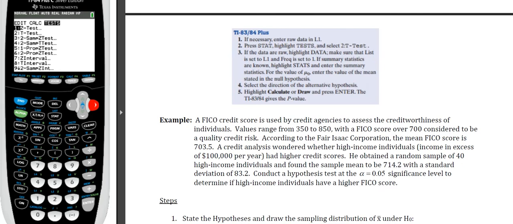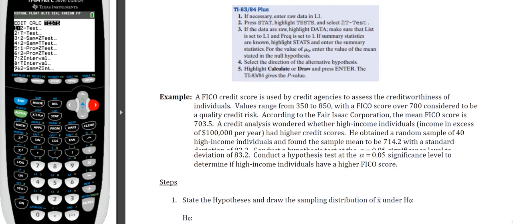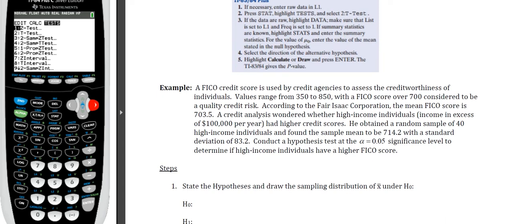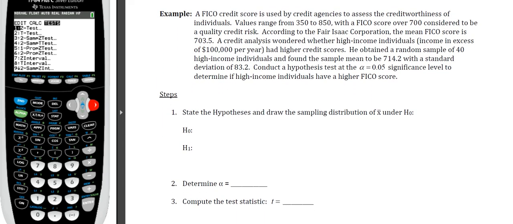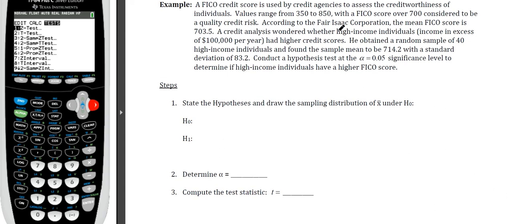All right, so a couple examples of that here. A FICO credit score is used by credit agencies to assess the creditworthiness of individuals. Values range from 350 to 850, with a FICO score over 700 considered a quality credit risk. According to the Fair Isaac Corporation, or FICO, the mean FICO score is 703.5. So that's what they present to be true. That's going to be our mu sub 0.